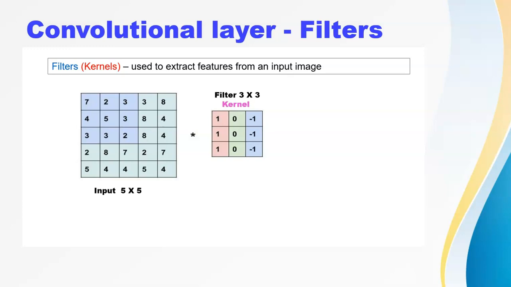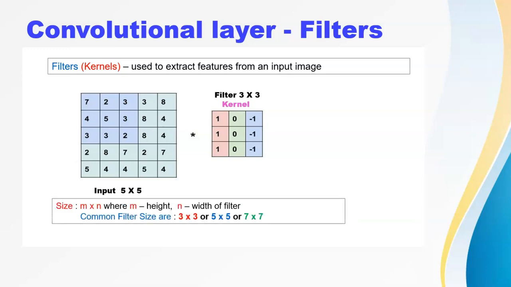Let us understand the main factors of the filter. The first is the size and the dimension. The size of the filter is determined by its dimension, typically represented as m cross n, where m and n are the height and the width of the filter. Common filter sizes used in practice are 3 cross 3, 5 cross 5 or 7 cross 7. The filter shown here is of size 3 cross 3.